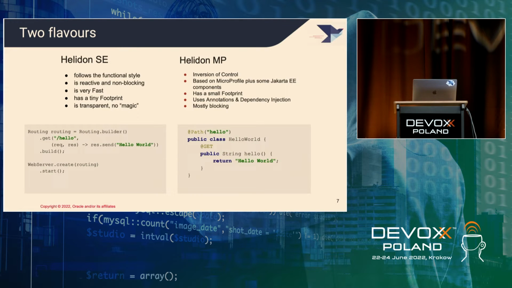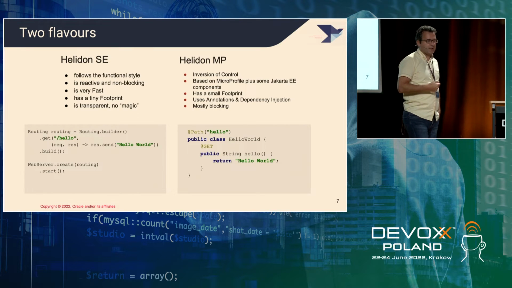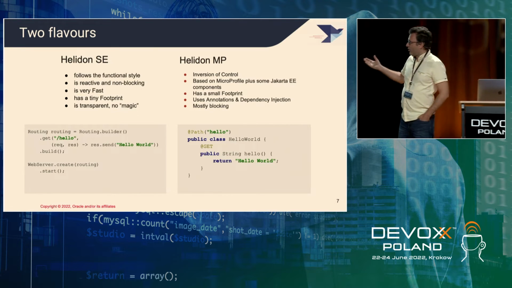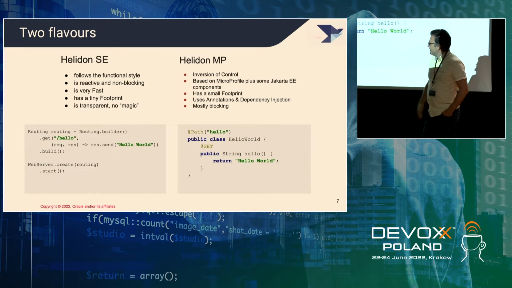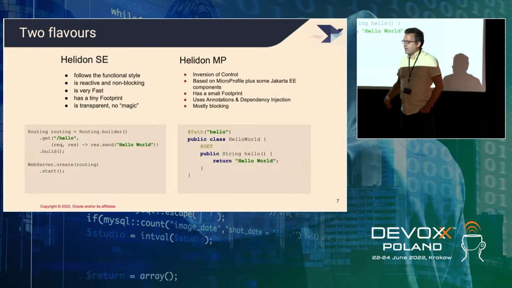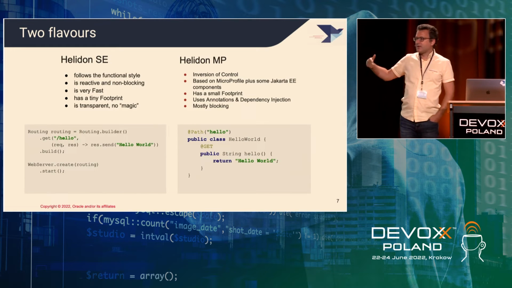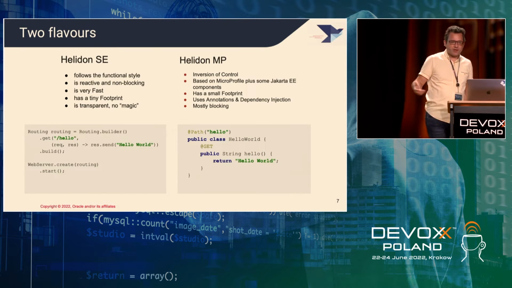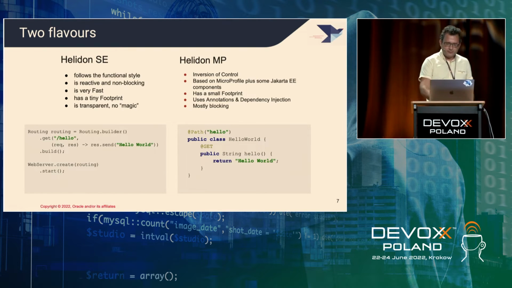Opposed to that, we have Helidon MP, which is the classical inversion of control framework, where you annotate your classes and magic happens. So the example here is a JAX-RS service, and of course it's blocking because JAX-RS is designed as blocking, so you just return your hello world. In Helidon SE, everything is non-blocking and reactive. So if you just want to send a response, you send it when you are ready. If you want to process something asynchronously, you use reactive streams. We'll get to that.